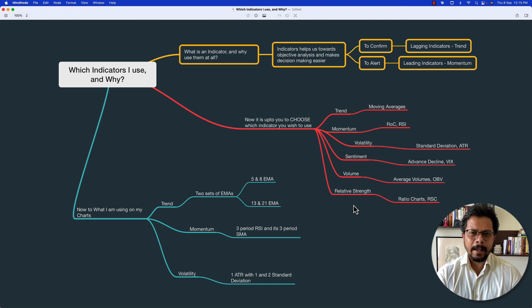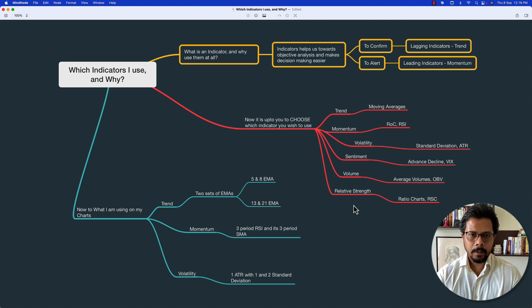For trend, I don't actually work any further. For trend, a moving average combination is just fine. You can use anything. Trend does not alter so much, but the momentum is something that intrigues me a lot. Volatility, ATR is fine. You can use Bollinger Bands. For sentiment, advance decline, VIX is also fine. I don't look at it so closely.